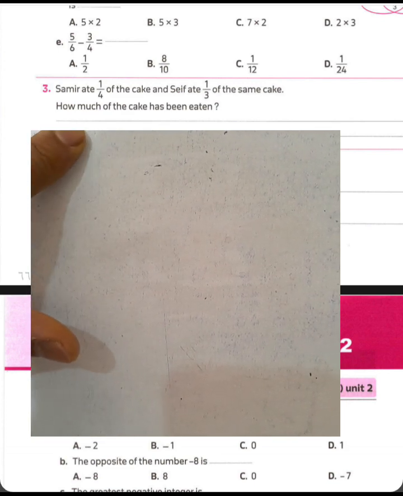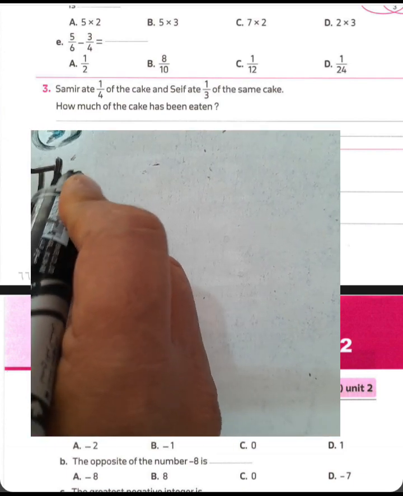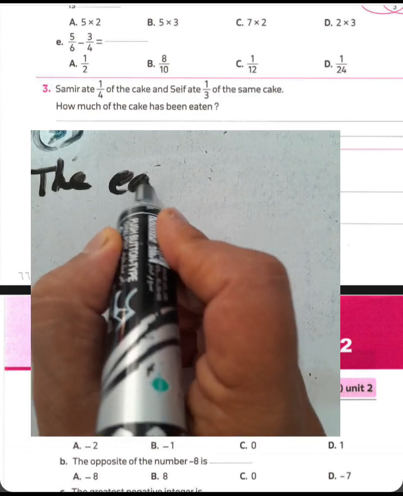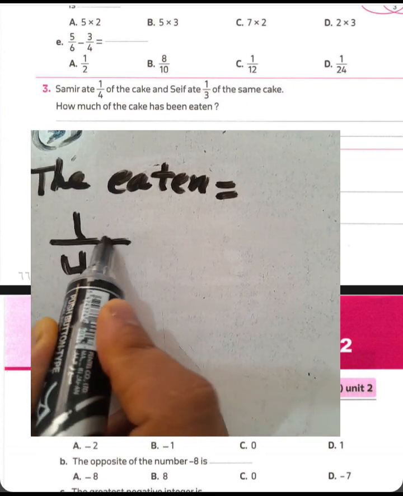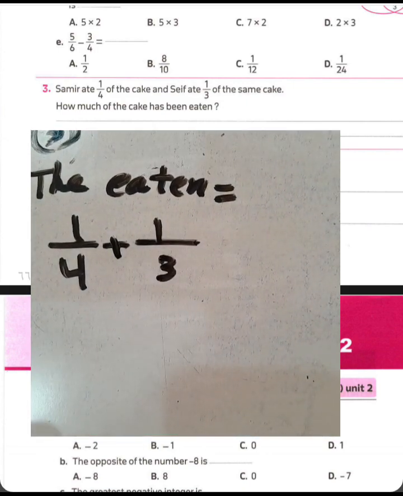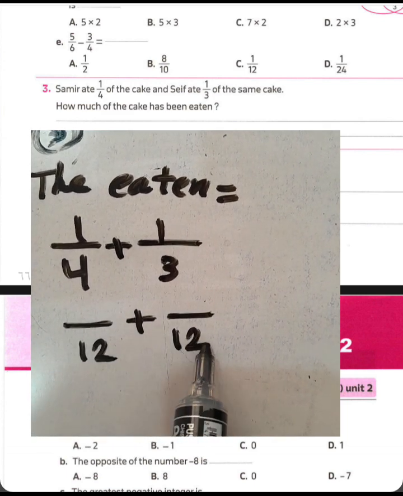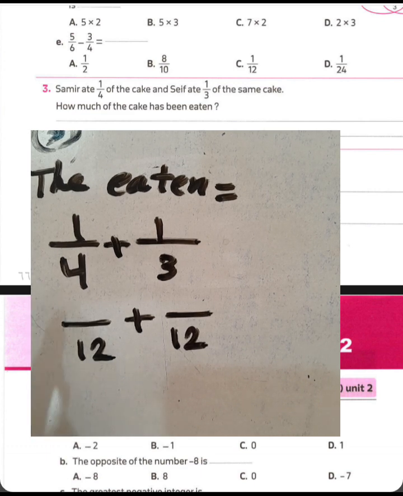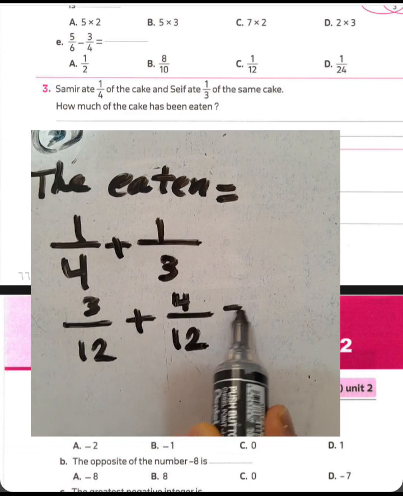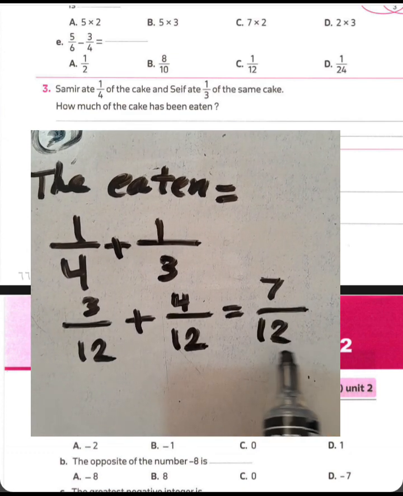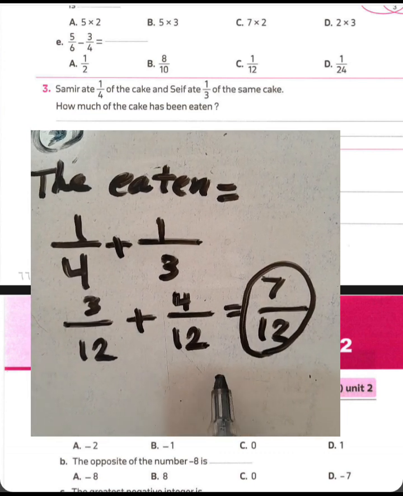Question number 3. We can write the eaten equals what? 1 over 4 plus 1 over 3. Right, the least common multiple between 4 and 3 is 12. 4 times 3 equals 12. 3 times 1 equals 3. 4 times 3 equals 12. 4 times 1 equals 4. 4 plus 3 equals 7, and then write 12 in the denominator. Then the result will be 7 over 12 of the cake.